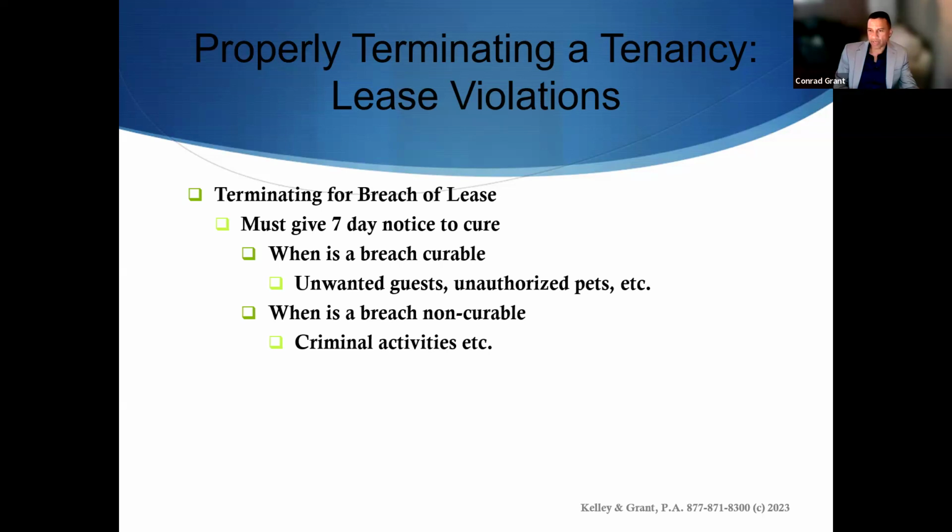Yeah, but I don't want the money from them. I said, that is the shortest route. I want to get rid of them because they have a dog. I said, listen, they're behind on rent. Let's go with the 3-day notice.